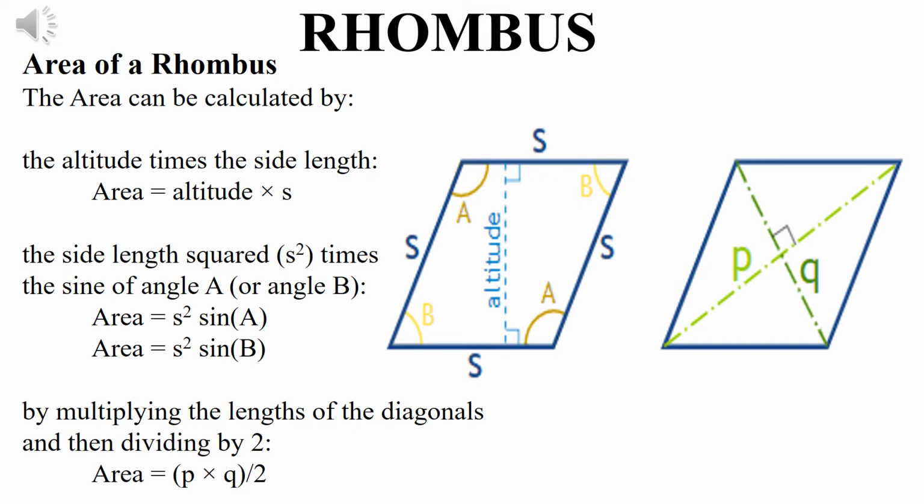Area of a rhombus. The area can be calculated by the altitude times the side length. Area is equal to altitude times s. Or the side length squared, s squared, times the sine of angle A or angle B. Area is equal to s squared sine A. Area is equal to s squared sine B. Or by multiplying the lengths of the diagonals and then dividing by 2, area is equal to p times q divided by 2.